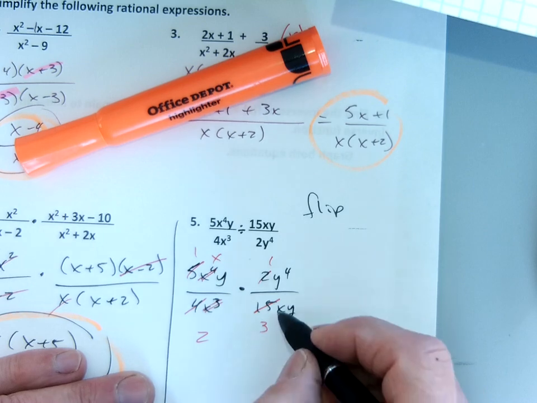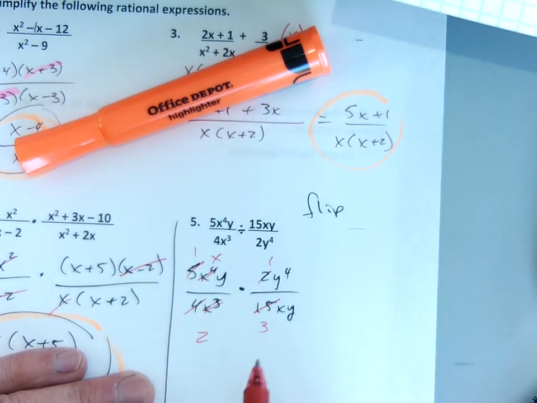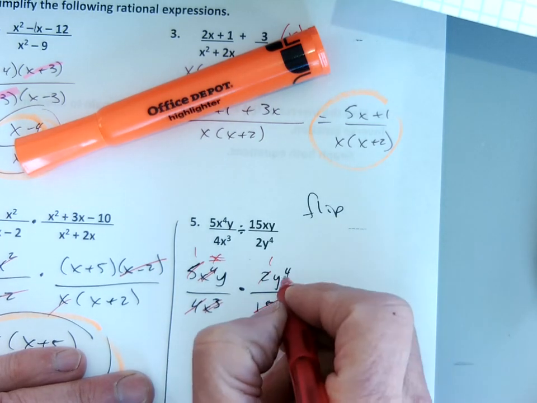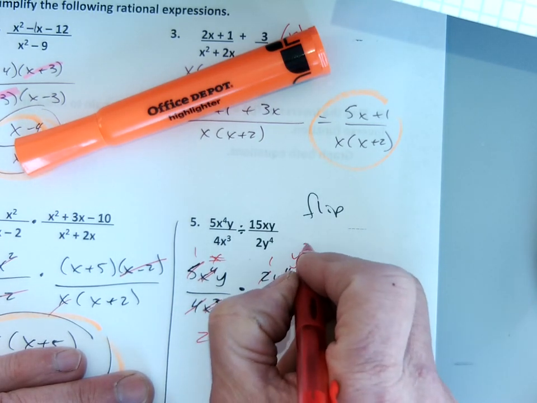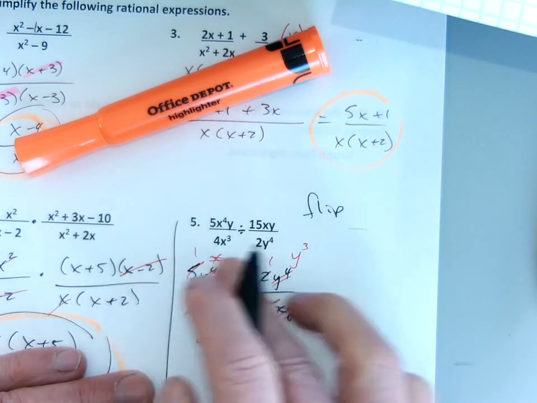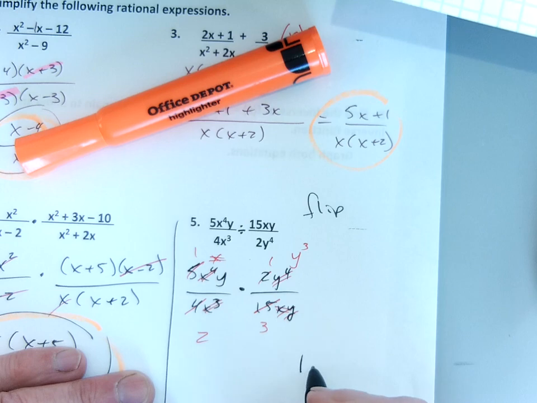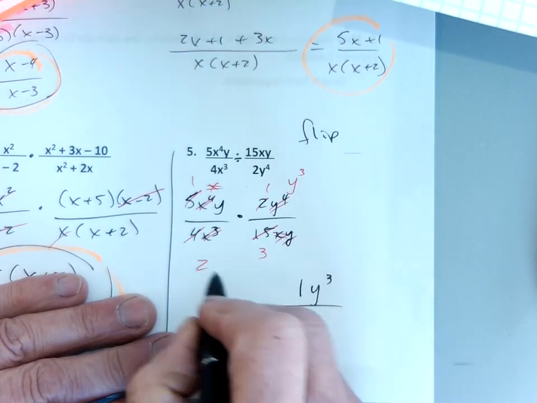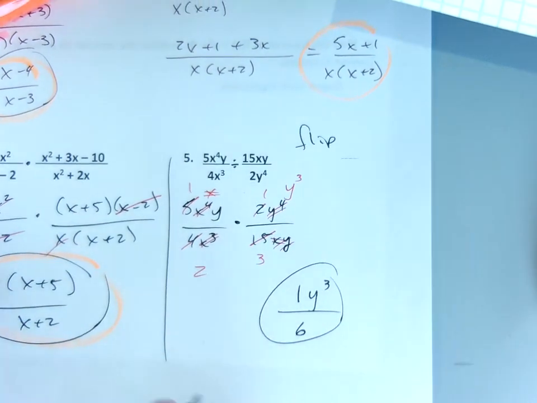But there's still more x's. I have an x here. They can cancel with that x. Okay, now with the y's, I've got one y here. Cancel one of these. The y cancels. I'll leave it with y cubed left over, and I think that's all that can be done. So multiply straight across, and I have 1 y cubed over 6. Okay, all right.